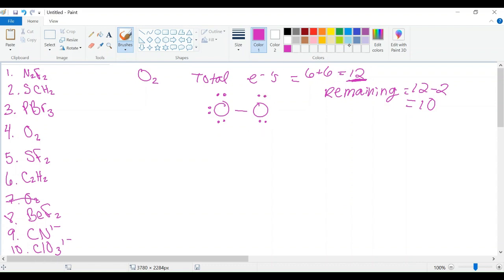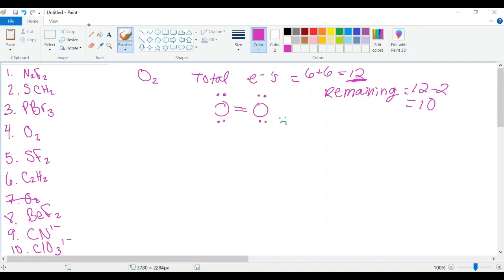Then I see which atoms are or are not satisfied. The oxygen on the left has 2, 4, 6, 8, so it's happy, but the oxygen on the right has 2, 4, and 6. It's missing. It really wants 2 more electrons. So the oxygen on the left says, oh, I'm so generous, we can actually both use these. These are going to become bonding electrons. So we're going to ditch these and turn it into a bond. We're going to share that pair.